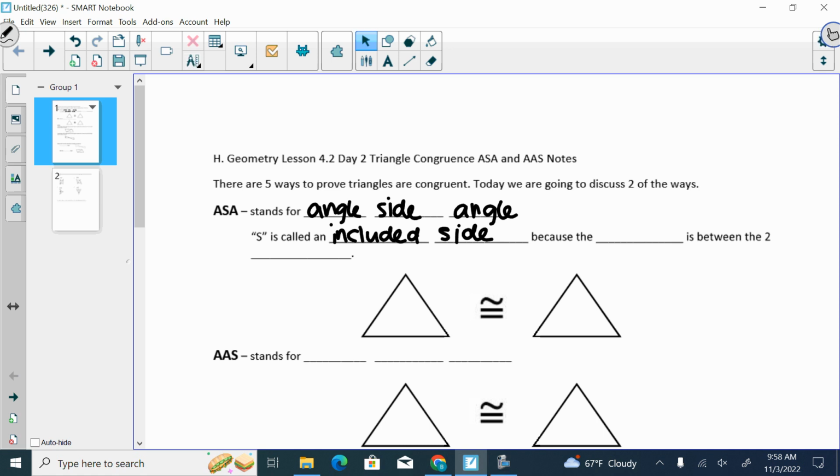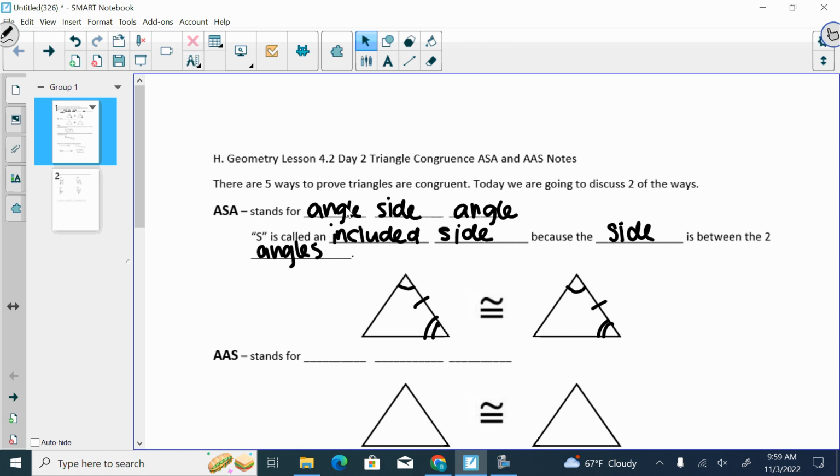Which, just like yesterday, remember this means that that side is going to have to be between the two sets of congruent angles. Okay. So, if you have two sets of congruent angles, let's say maybe it's this angle here at the top, and then this angle down here at the bottom. Those two sets of angles are congruent. The side that's going to be congruent has to be the side that's in between those two angles. So it would have to be this side here that's congruent. All right.